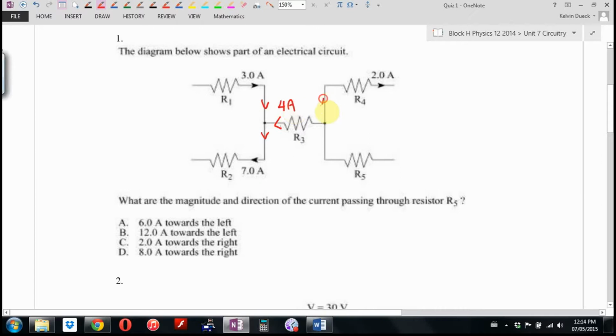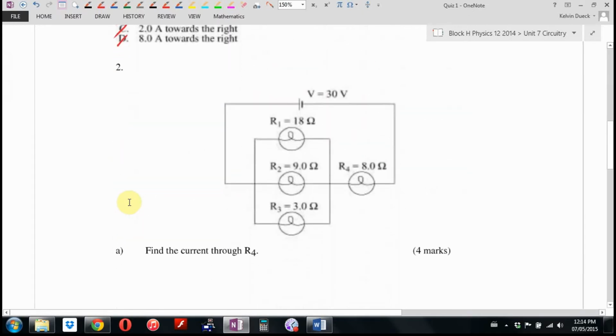Oh, and I have 2 amps going this way. I have 4 amps going this way. How many amps must have been coming in? No. You know what? The direction is irrelevant. It's towards the left, but that current is really handy. Now let's do some number crunching here.